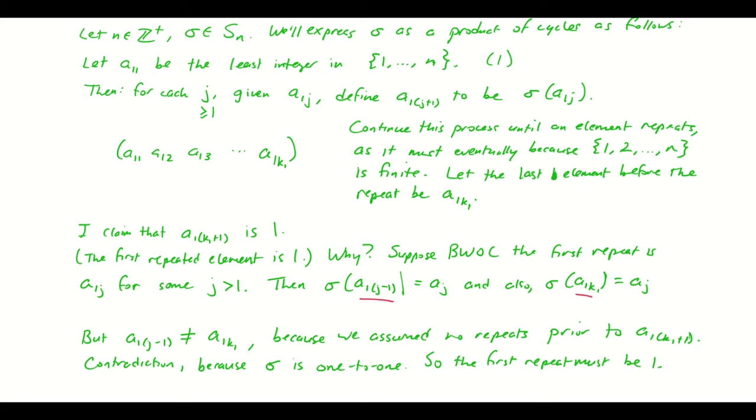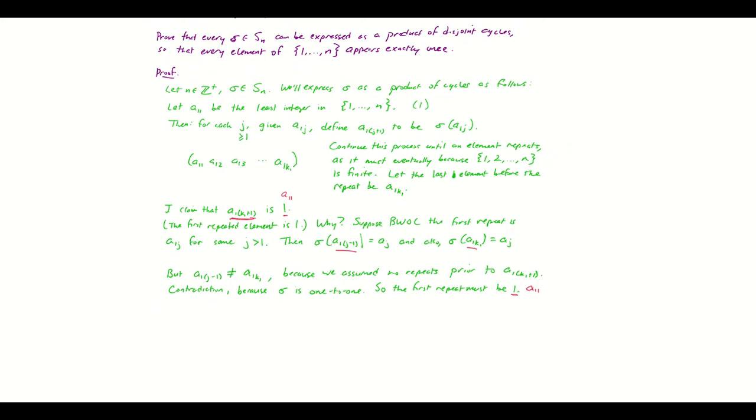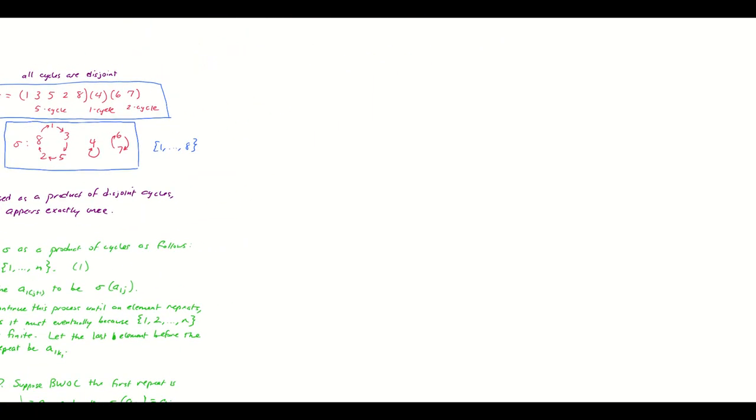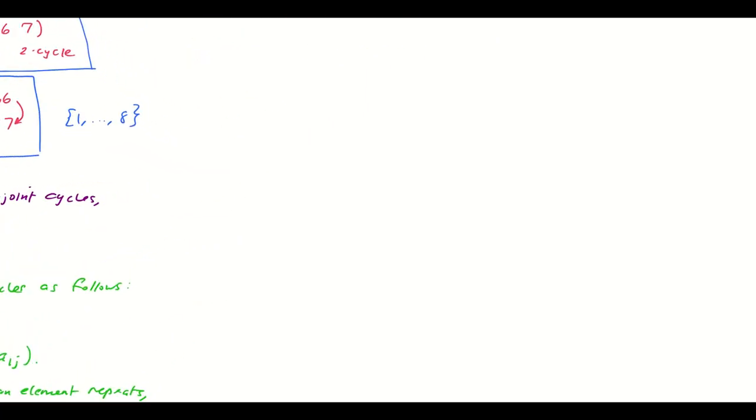Okay, so now how does the argument proceed from here? So at least I've shown that the first cycle has to be something reasonable, where we start with an element like 1, and then the first repeated element is also 1. So what next? Let's come up here. I'm going to zoom in a bit. There we go.